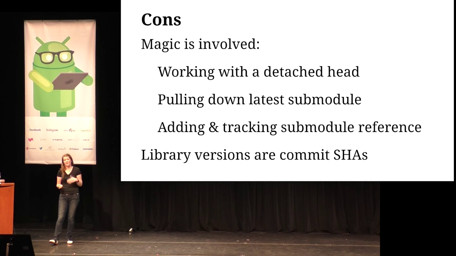And then, while this was also a pro, it's also a con: your library versions are based on commit SHAs. So it's not immediately apparent, when you run git submodule and get that commit SHA, what kind of features are included in that.